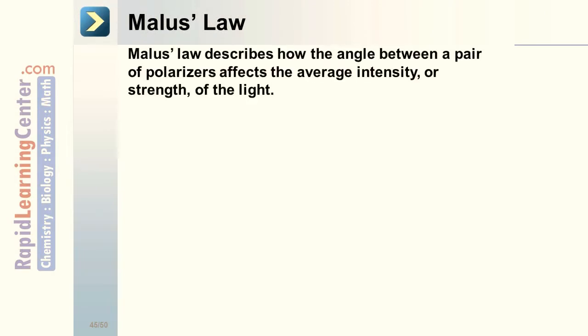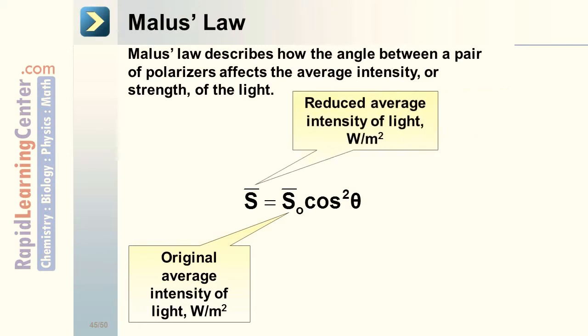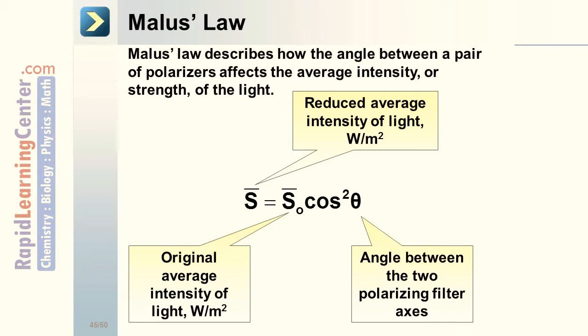Malus's law. This law describes how the angle between a pair of polarizers affects the average intensity, or strength, of the light, just as we previously described. S bar equals S0 bar cosine squared of theta. The S0 bar is the original average intensity of light, in units of watts per square meter. The S bar is the reduced average intensity of light in watts per square meter. And the angle theta is the angle between the two polarizing filter axes.